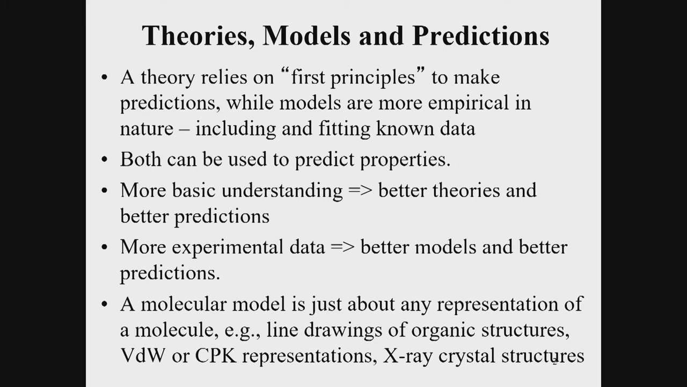So, let's start with the simple idea of theories, models, and predictions. A theory is something that relies on first principles to make predictions, while models are more empirical in nature, and they will include known data and fitting it to a model. Both can be used to predict properties, and that's a key thing, is that properties are what we're interested in, because that enables us to talk about drug discovery, drug activity, and so forth. If we have a more basic understanding, which means of the theory, we can improve our theory and we can get better predictions. If we have more experimental data, we can get better models, and that also leads to better predictions.